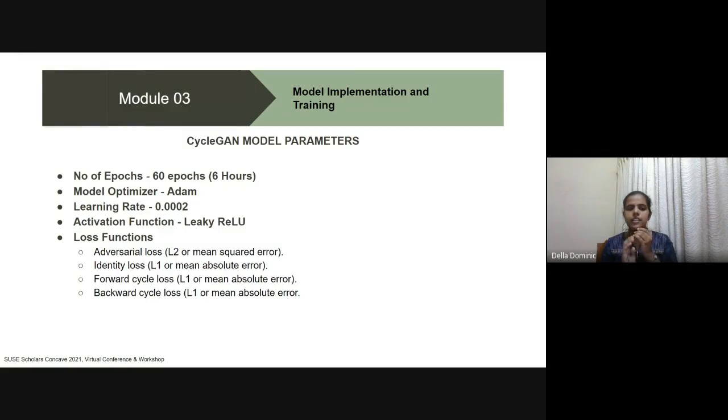Additionally, an identity loss was also used, which is essentially obtained by feeding the generator with the target domain image. Here, in this case, the generator was given CT images to generate CT images. This was essentially to ensure that the image preserves the essential features of a CT image.